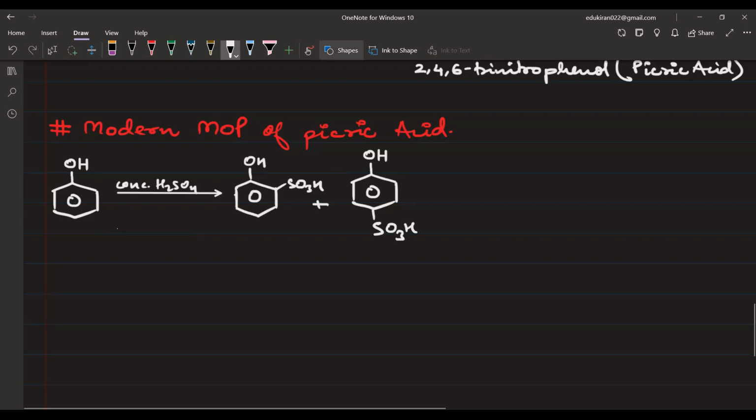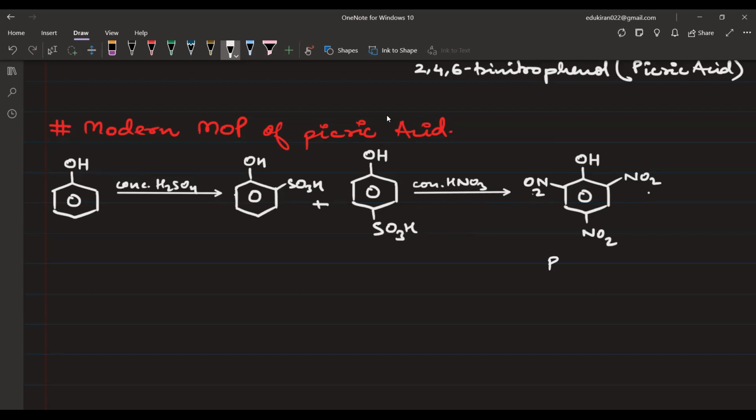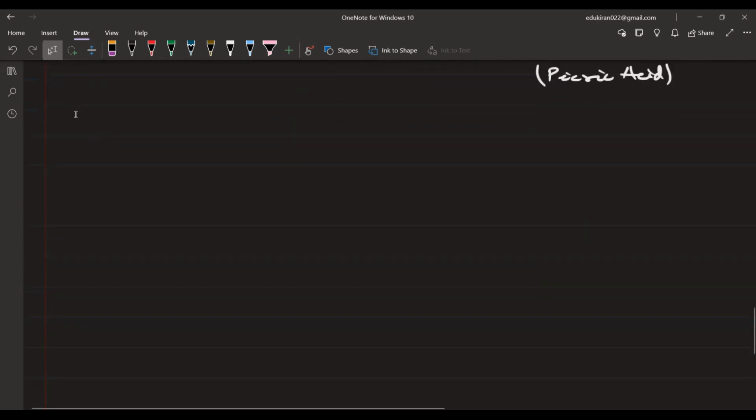Now, both of these products, when they are treated with concentrated HNO3, then we get, after that, we add concentrated HNO3. And what do we get here? We get here picric acid. NO2. Write this down fast, then we'll do one question. Done. Write this question.